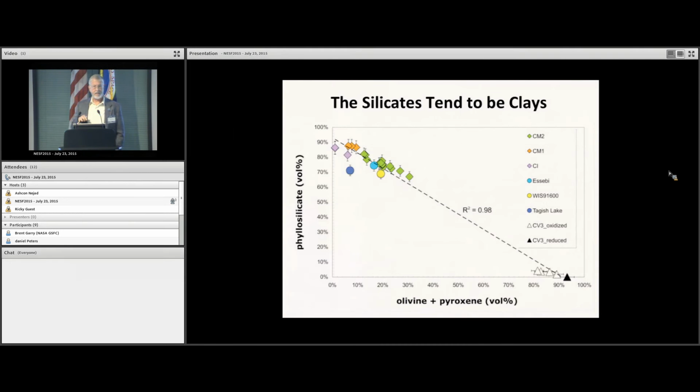Also, the silicates that they have tend not to be high-temperature silicates. They tend to be clays. Clays, again, have hydroxyls, and so they're interesting from a resource point of view. And as you can see, they tend to cluster. When you get clays, you get a lot of them. When you don't get clays, you hardly get any.